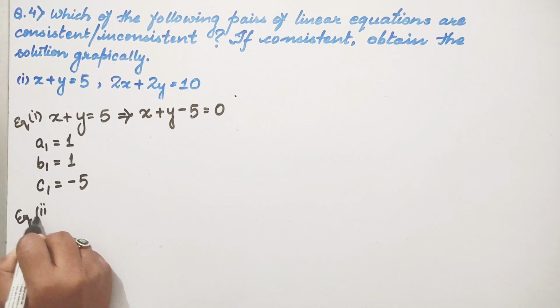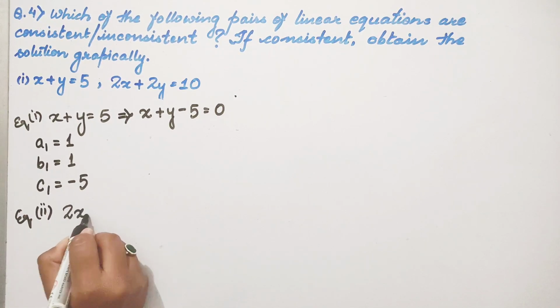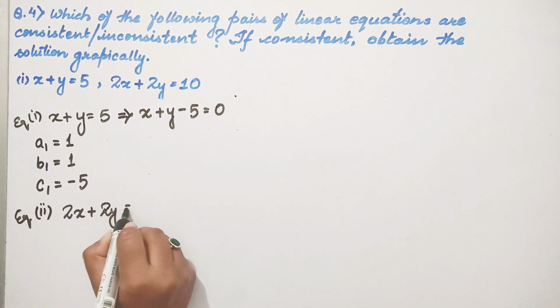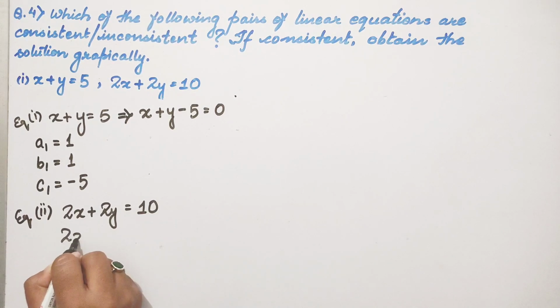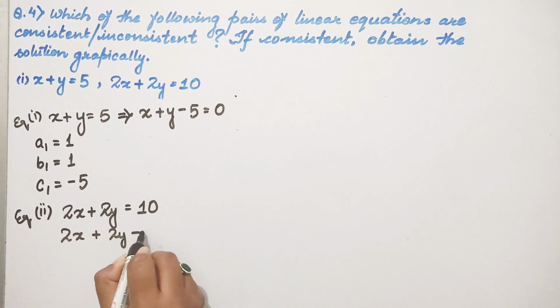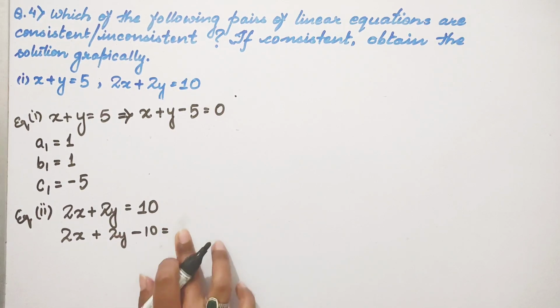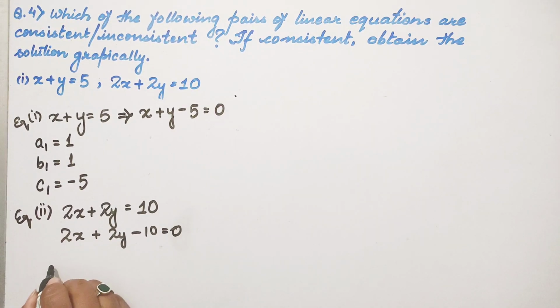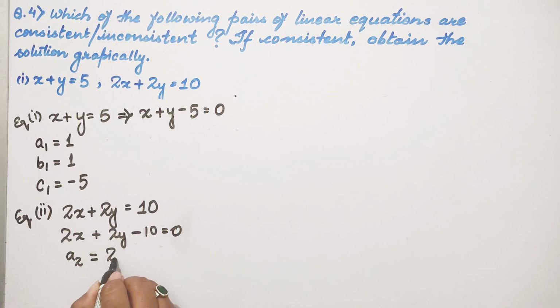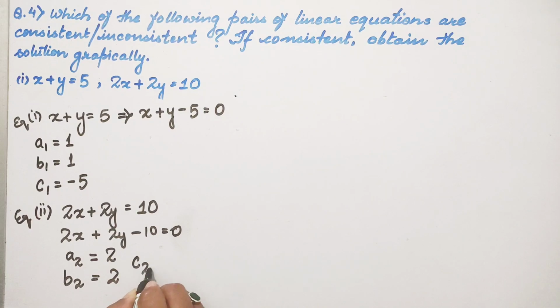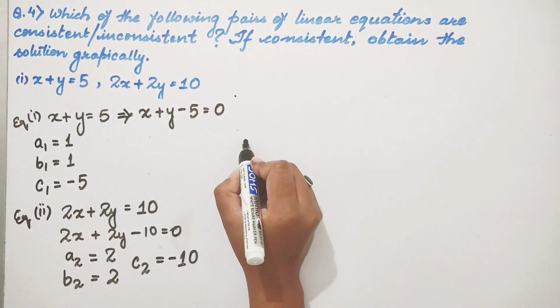Equation 2: 2x plus 2y equals 10. Rearrange: 2x plus 2y minus 10 equals 0. And here we get a2 equals 2, b2 equals 2, and c2 equals -10. Let us check the condition.